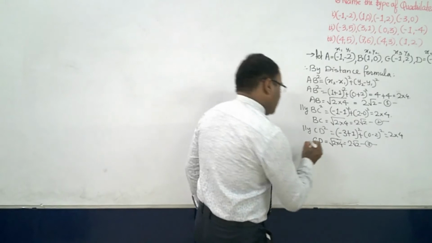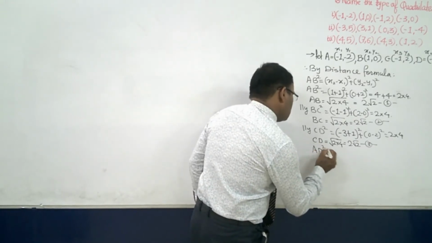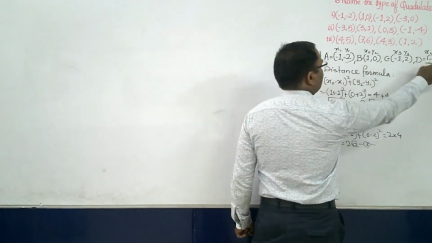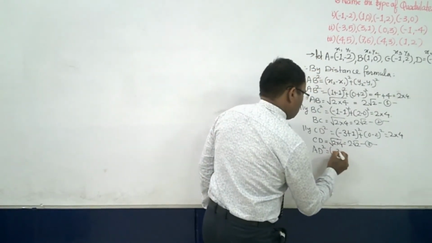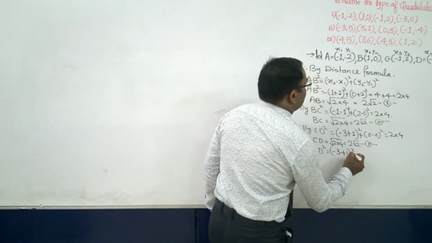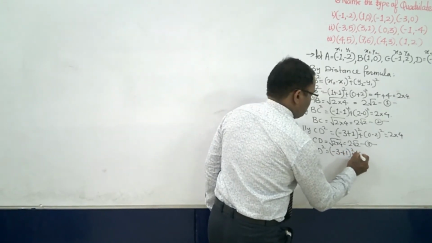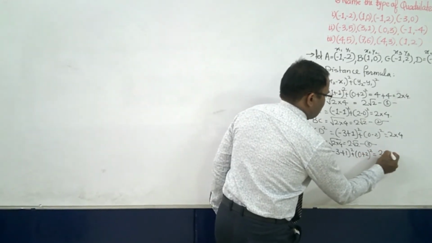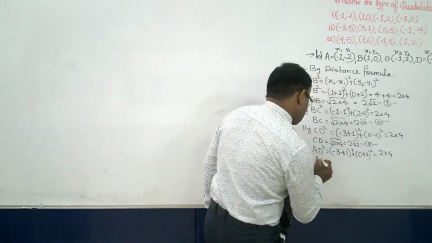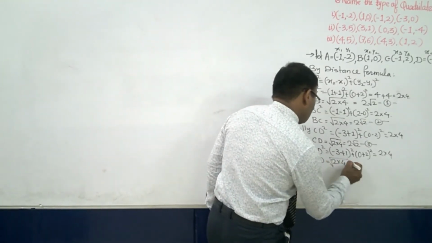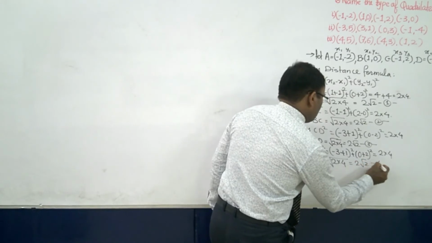After that, AD square. What is AD square? For A and D: minus 3 minus of minus 1, that is minus 3 plus 1 squared, then 0 minus of minus 2, that is plus 2 squared. Here again we are getting the same thing: AD is equal to root of 2 into 4, or 2 root 2. Equation 4.